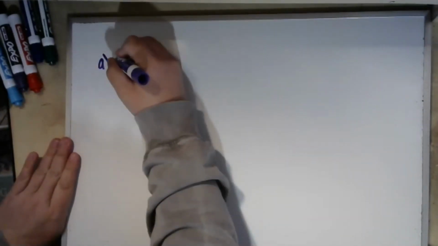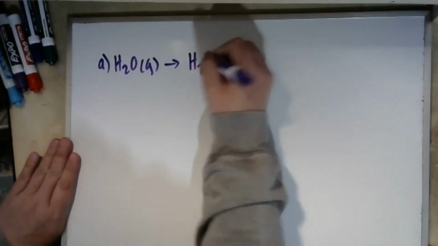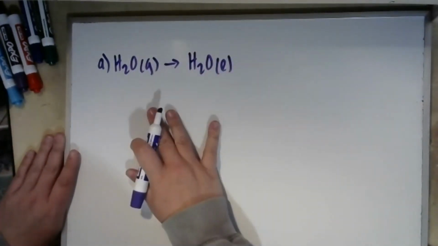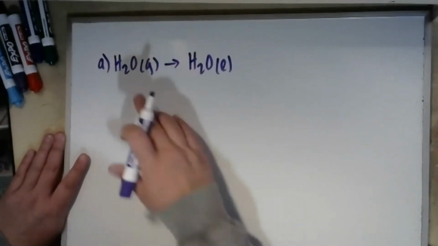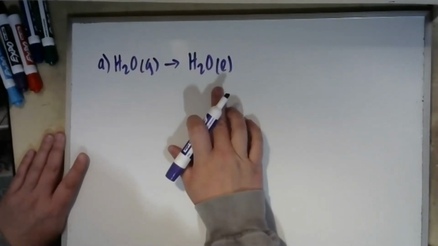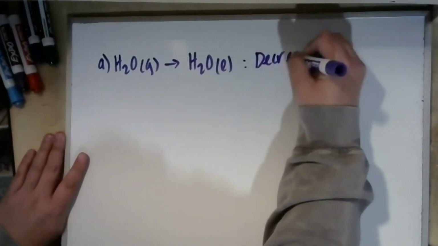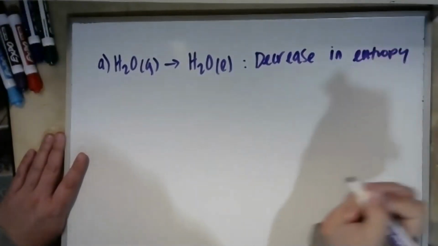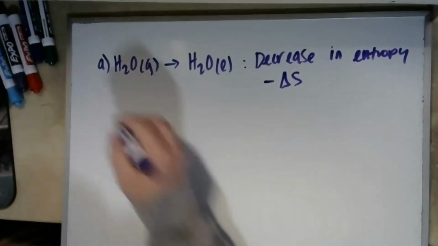So the first is a transition from H2O gas to H2O liquid. Okay, like we talked about before, since gas has a greater entropy than the liquid state, this is going to indicate a decrease in entropy. Okay, and we're going to have a negative delta S value here.